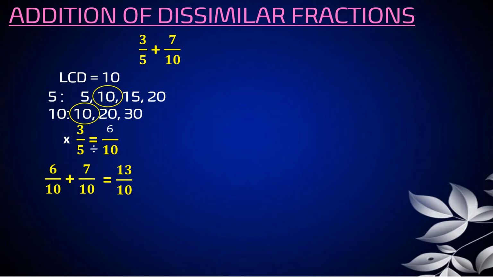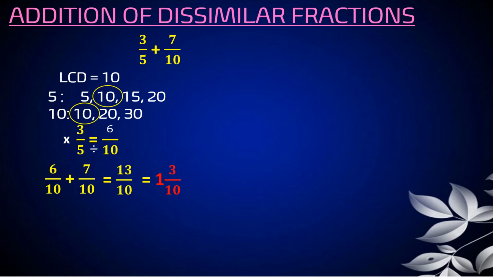Now, let's simplify. Divide natin yung 13 ng 10. So, meron tayong isang 10. And then, ang ating remainder ay 3. So, yung 3 natin ay numerator. Then, let's copy the denominator. So, our answer is 1 and 3 over 10.